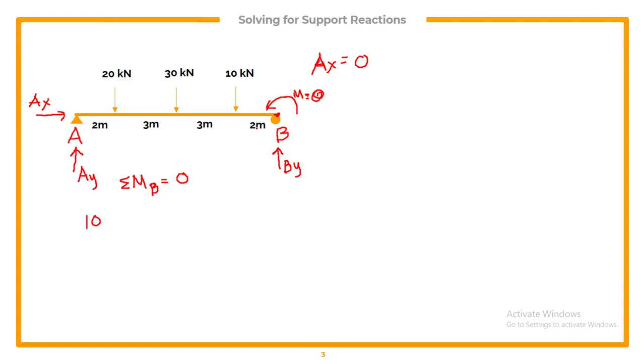The moment arm is the distance from the point you set as the base point. Here it is 2 meters, so the 10 kN has a moment arm of 2 meters. We are assuming that counterclockwise is positive.